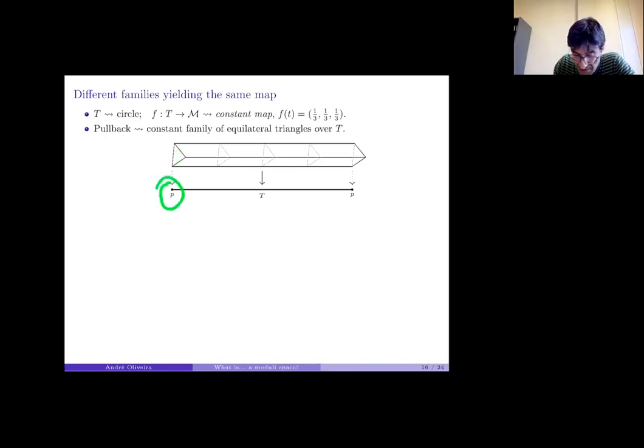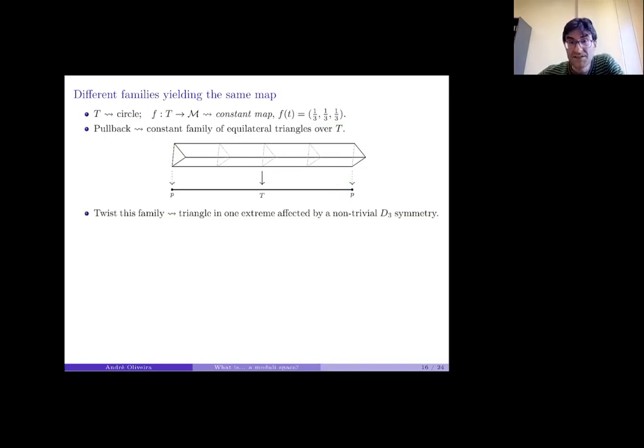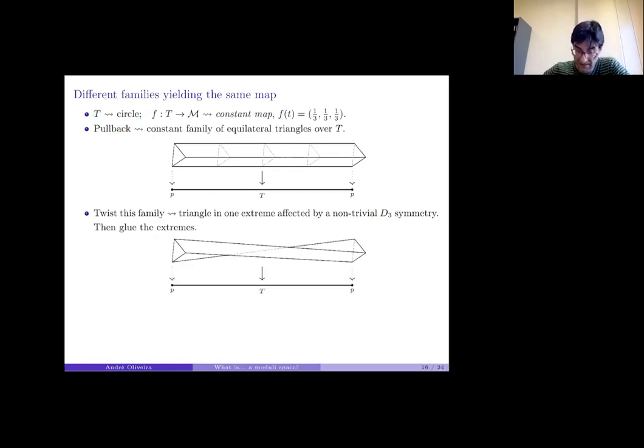You're putting the same triangle at all points of T. Think of T as a circle, so this point is the same as this one, so glue them. All the triangles you're considering are the equilateral triangle of perimeter one. So this is one family. But now let's twist this family at one extreme by a symmetry it has. It is important that it has this symmetry in D3, the dihedral group. So let's, for instance, rotate it by 2 pi over 3. This is a rotation, an element of D3. Then we twist and glue the extremes because we are in the circle.